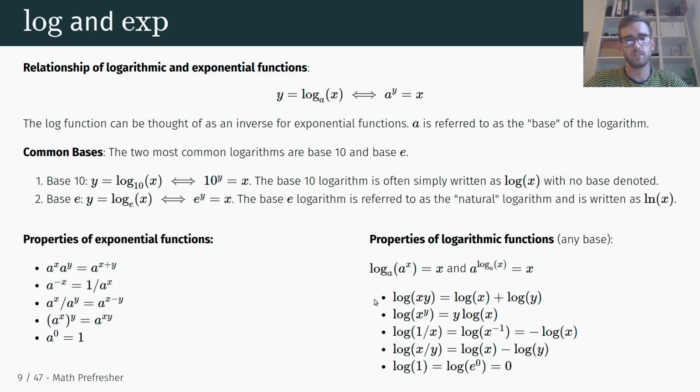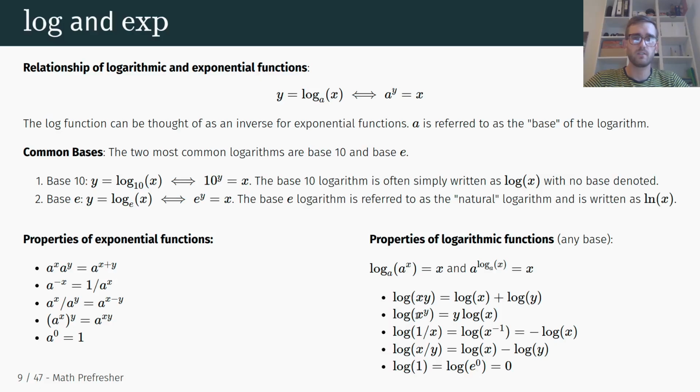A couple of additional properties. Log xy is equal to log x plus log y. So if we have a product of two terms, we can separate the log, or the log of a product is equal to the sum of the logs. And this is actually an important rule that we'll come back to.